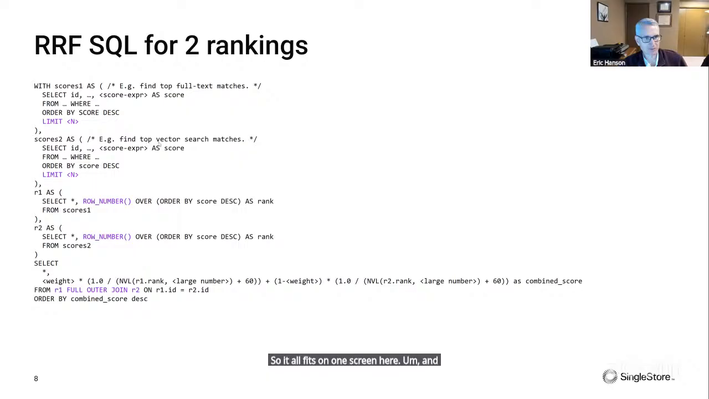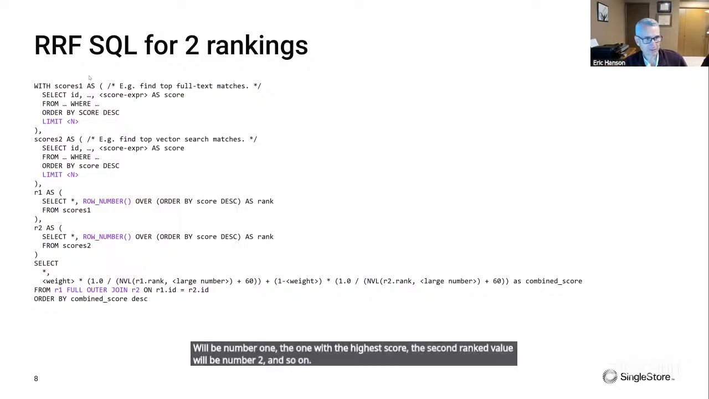The second one finds the top vector matches. We find the top n vector search matches, and this has another score. So we've got scores 1 and scores 2. Then R1 and R2 are the rank ordered lists for scores 1, the full text matches, and scores 2, the vector search matches. It's super easy to use SQL to do a row number with an order by of the score and produce the rank. You order in descending order, so the highest rank value will be number 1, the one with the highest score. The second will be number 2, and so on.